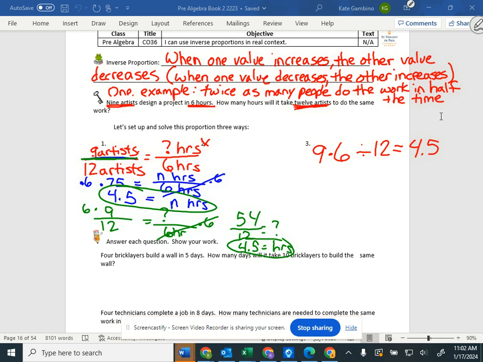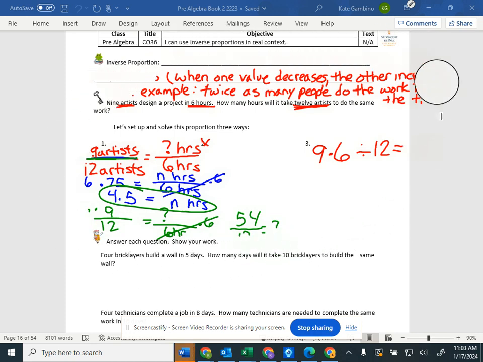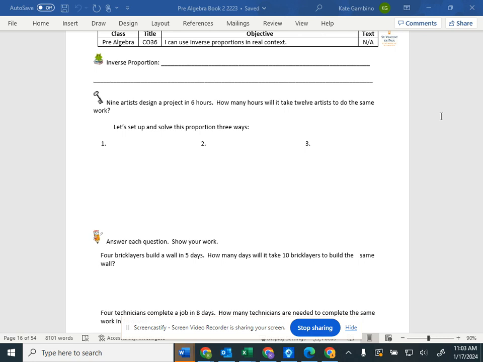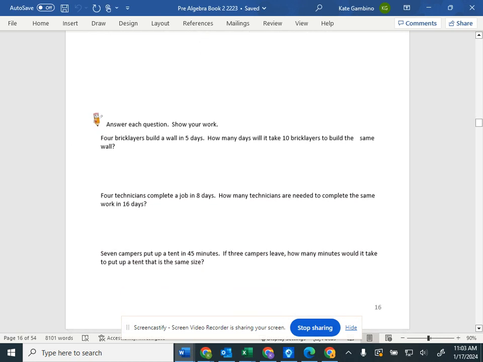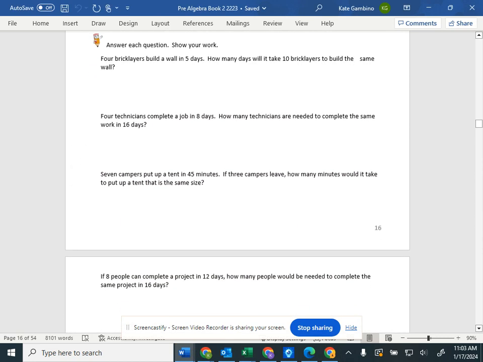What I want us to do on this front page is set it up with our ratios to make sure we're understanding the math. Then on the second page, if you understand the math, you can do that other way. So let's work on this first page together. And again, I don't want us rushing and working ahead. I want us doing it together. We need to show our work.